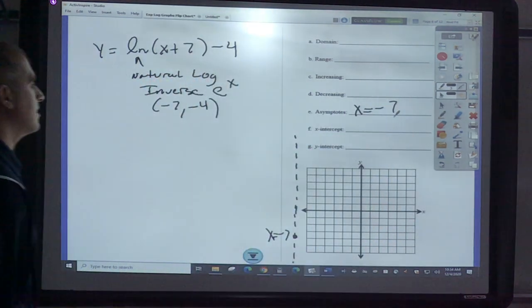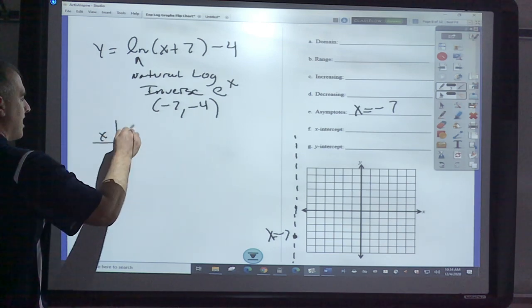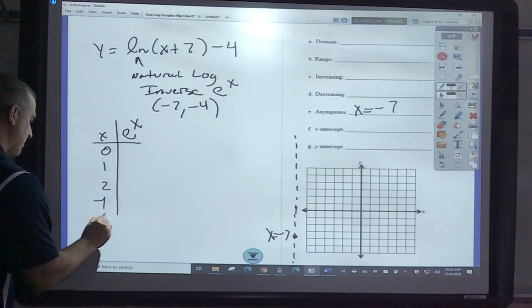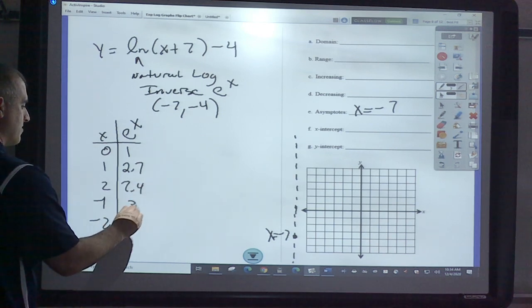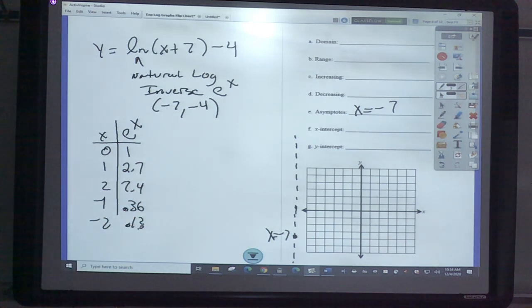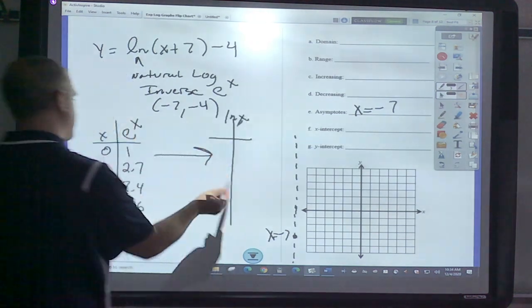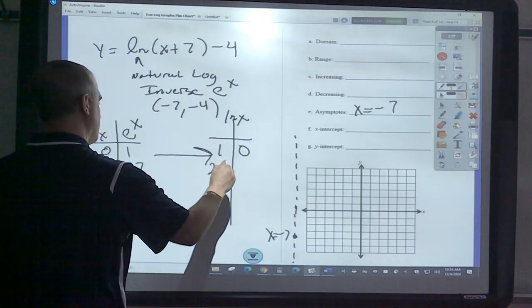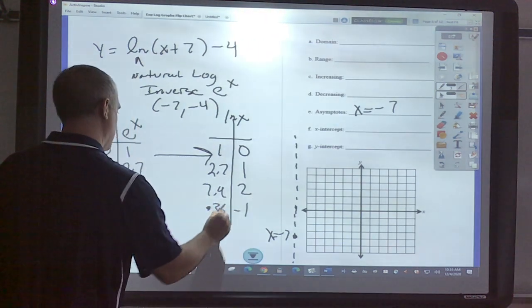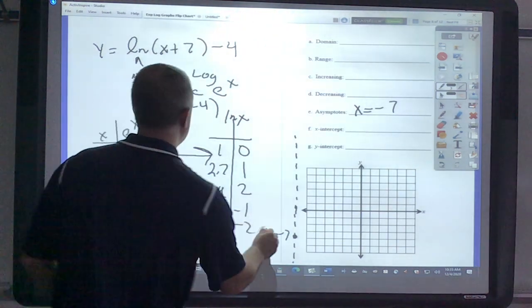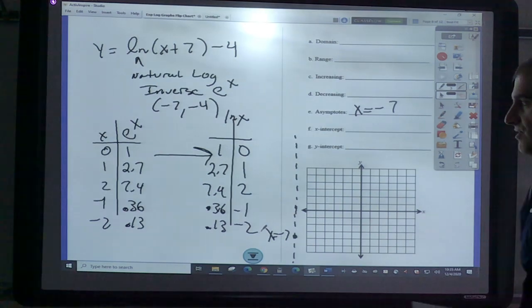No changes there, okay? Now, so there is no base, so I gotta pretend that this is the e. Okay? So I gotta pretend it's e. So e to the first 1, 2.7, 7.4 like we just discussed, 0.36, and 0.13, okay? So when I go over to natural log, I just flip these around. 1, 0, 2.71, 7.42, 0.36, -1, and then 0.13, -2. Same rules. If you have a negative out front, it would now get multiplied by the y's.